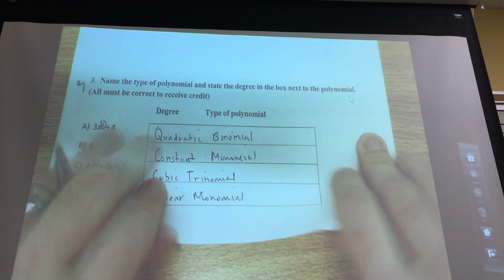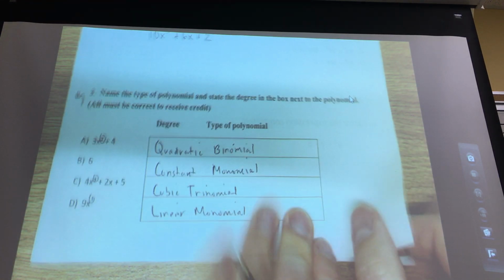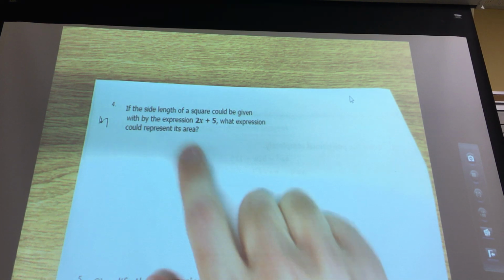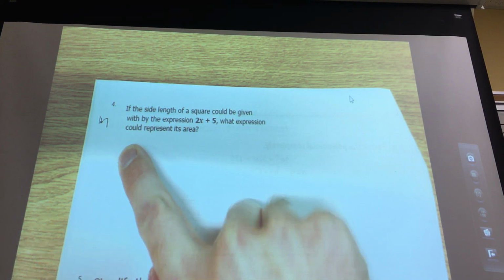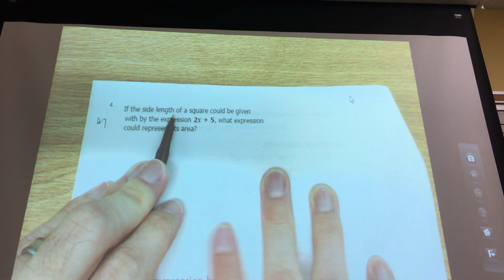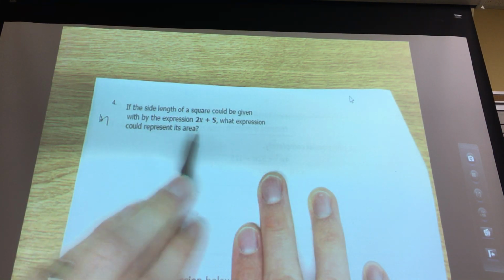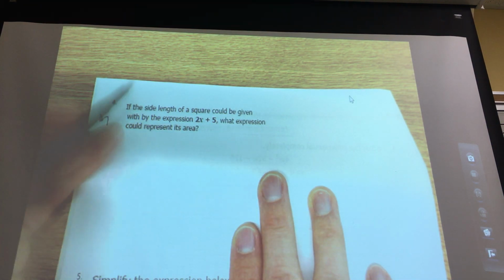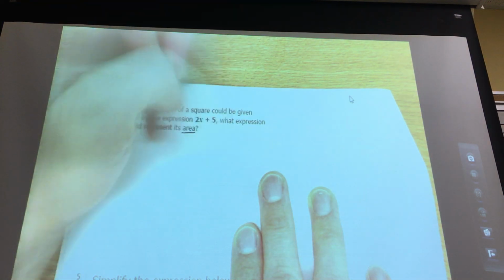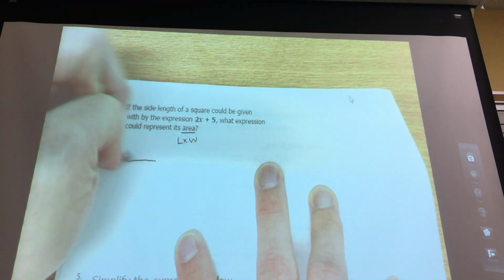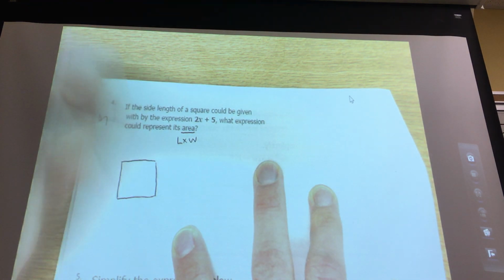All right, so we're going to go ahead and go to number 4. So number 4 is number 7 on the other summative there. So it's either number 4 or 7. It says if the side length of a square could be given with the expression 2x plus 5, what expression could represent its area? So what you have to do for this is you've got to find area. Area is length times width.